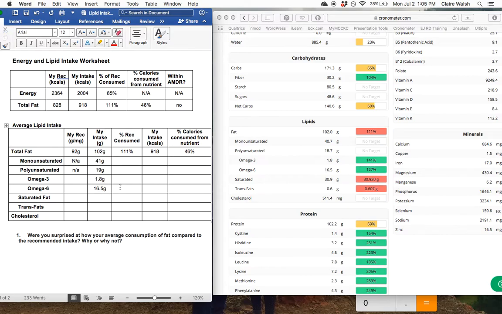Go ahead and add my units there. 30.9 grams of saturated fat, so I'm going to round that to 31. Trans fats, I consumed 0.6 grams. And I consumed 511 grams of cholesterol.